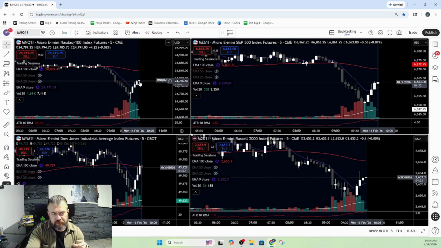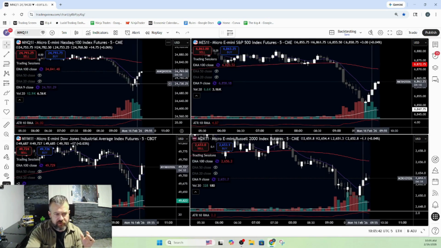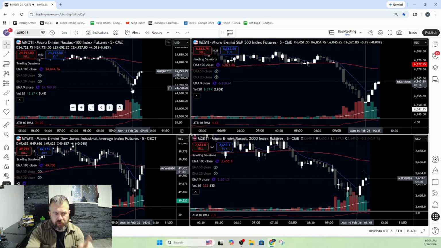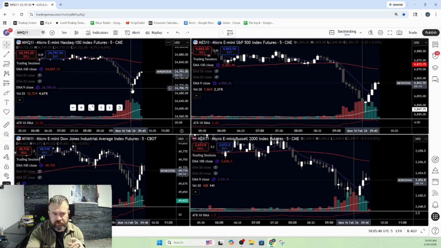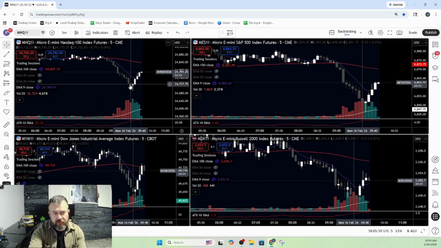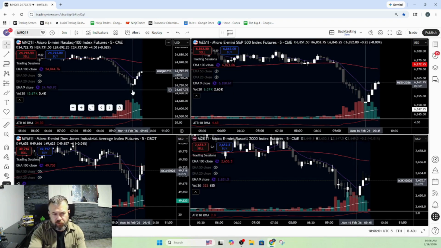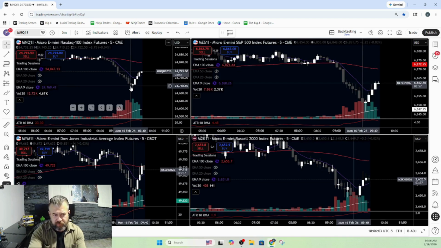So as this pullback comes in, is this a pullback or is this a reversal? I don't really know. One thing to look at is the time. Most of your reversals in the day are going to come between 9:40 and 10:30. That's most of them. Obviously, that's not a strict rule or anything like that. But it's a good rule that you'll see most of them come around 9:40 to 10:30. That's where the big reversals come in.